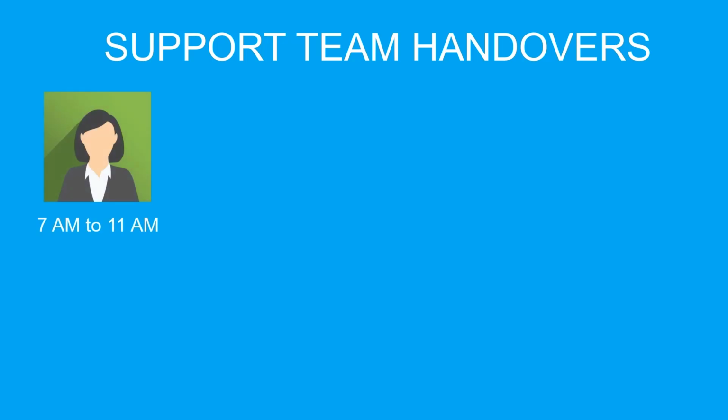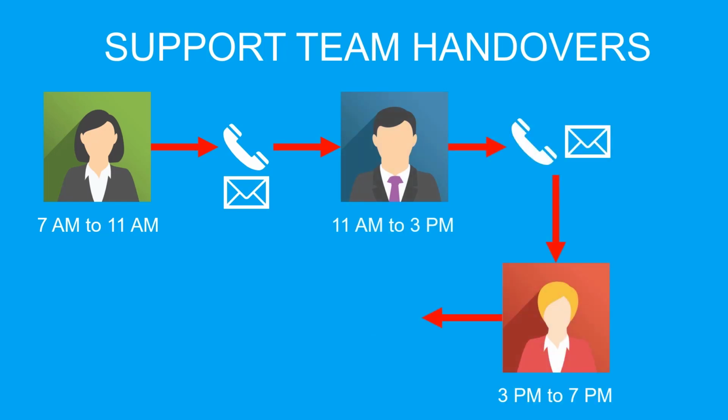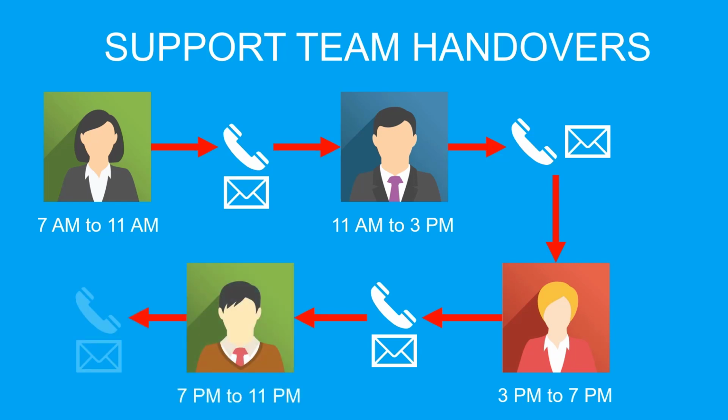ID Attendance is much more than a simple attendance app. Let's say we have a support team agent working shift from 7 a.m. to 11 a.m. She has completed her shift, but she still has some work pending. So, she updates her next shift agent about the pending works through email or phone. The same happens for the next agents and the cycle goes on.